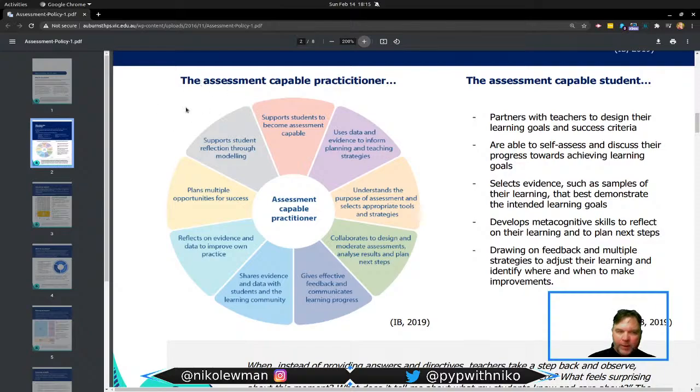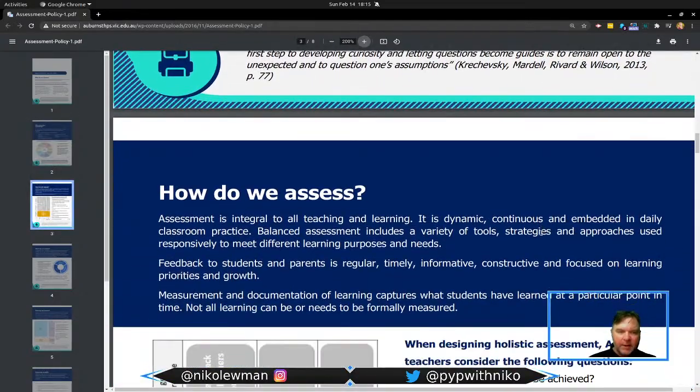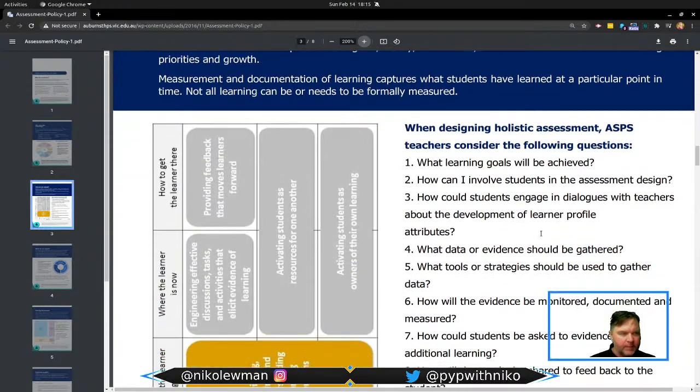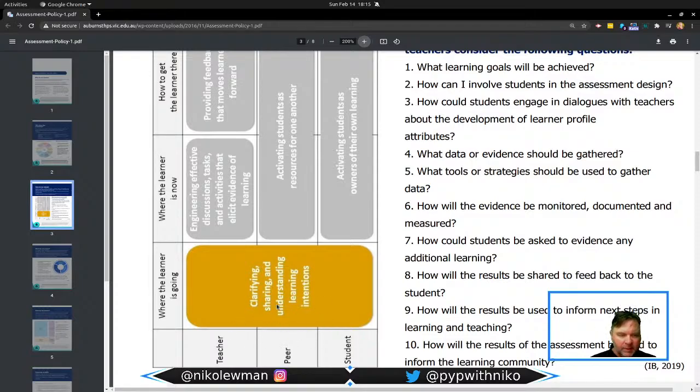They're looking at when a teacher is providing these opportunities for students, then what is the role of that assessment-capable student? When we go in further, the school is looking, well, how is that happening? And we know that then we are looking from Dylan Wiliam's formative assessments, and that links with the PYP's new understanding of documenting and evidencing learning.